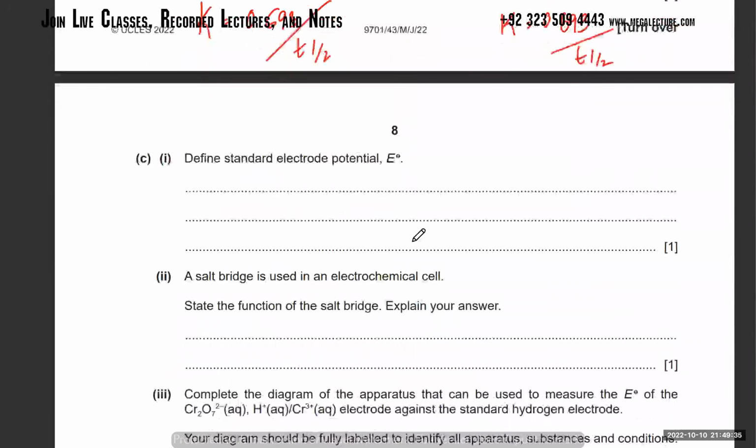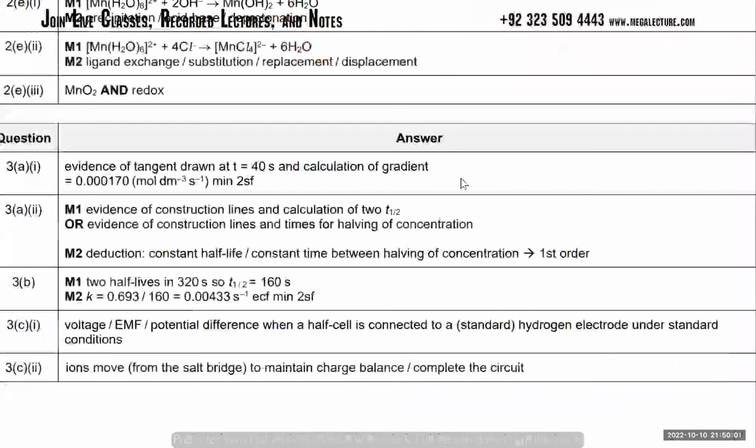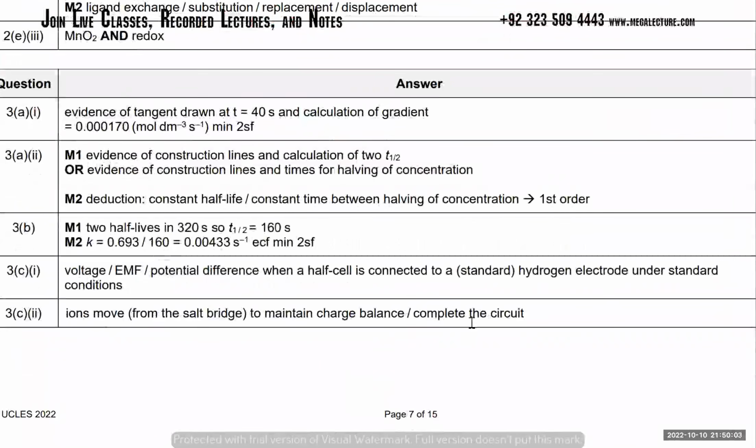So define the term standard electrode potential. It's the potential difference that's calculated between a standard electrode and a standard hydrogen electrode. They're asking for the function of the salt bridge. It's for completing the circuit and to stabilize the ions, or kind of maintain the concentration of the ions in solution. Is it completing the circuit, maintain the charge balance, or maintain the concentration of the ions?